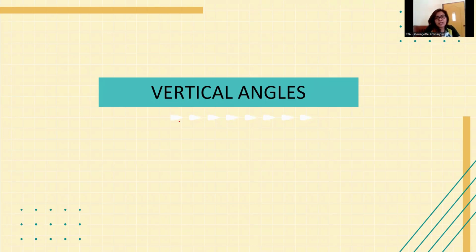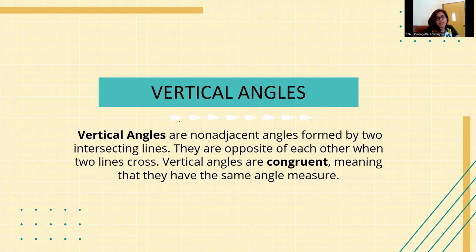So now let's proceed with vertical angles. So linear pair, magkatabi, forms a line. Pag vertical angles, non-adjacent, ibig sabihin hindi magkatabi. And syempre kung dalawang lines lang naman yung nag-intersect, the vertical angles will be yung atin pong alternating na angle. Mamaya pakita natin yung itsura. So vertical angles are congruent, ibig sabihin they have the same angle measure.